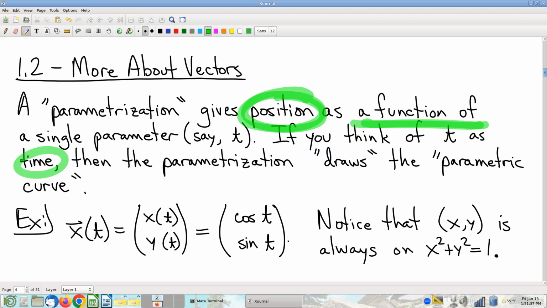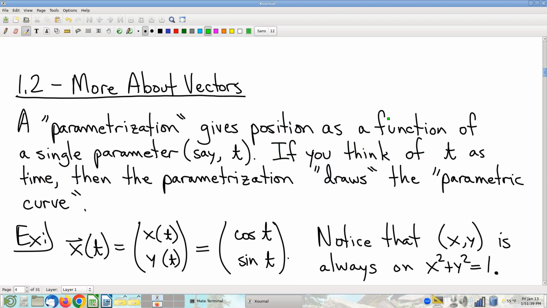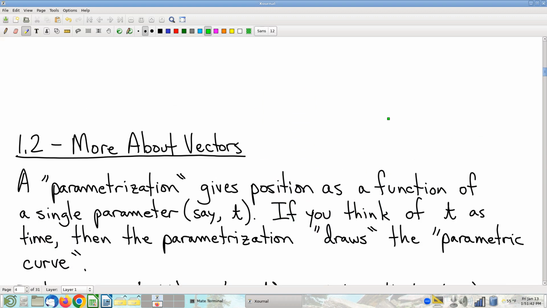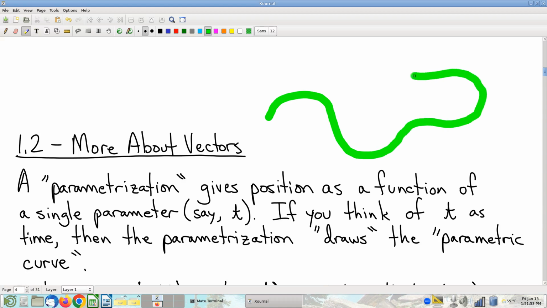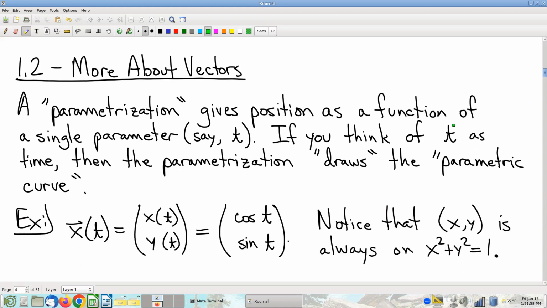Right, if you think about it, the action of drawing something, right? Here I'm about to draw a curve. Notice that I start with my pen in a certain location, and then as I draw, position is changing with time. Right? So if you think of your parameter as being time, then a parameterization is just the act of drawing that curve. So that's pretty satisfying, and that's why we tend to use t.